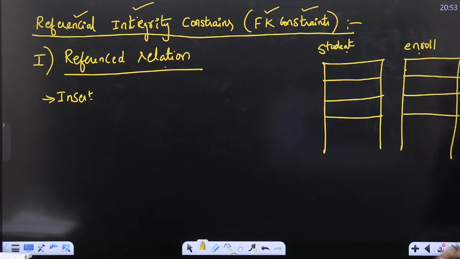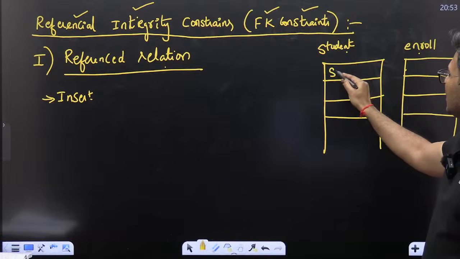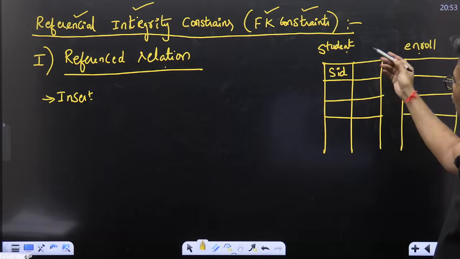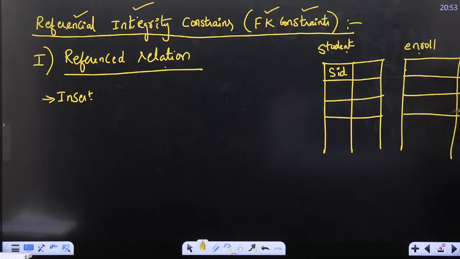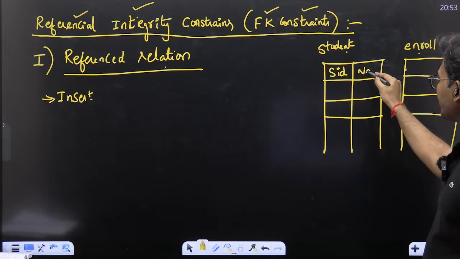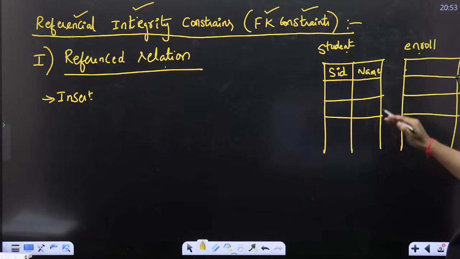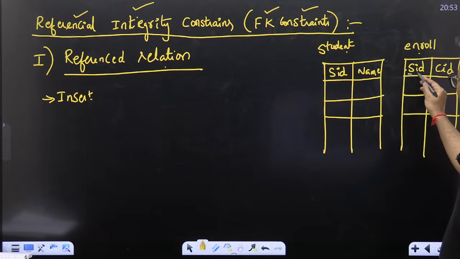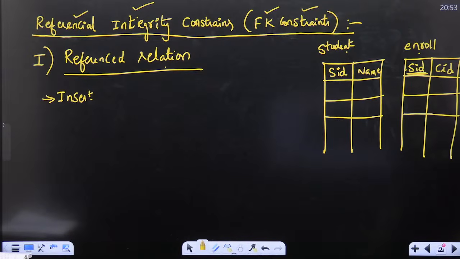So now there is a student who gets enrolled in a course. Let us write like this. There is a student ID, and then there is a, let us say, student name. I'm just making it simple. And enroll is which student has enrolled in which course. Obviously, a student cannot enroll in a course that does not exist.